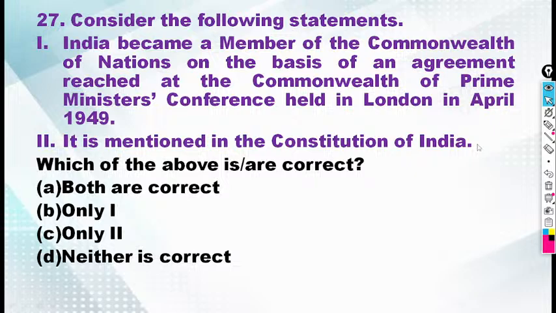India became a member of the Commonwealth of Nations on the basis of an agreement reached at the Commonwealth Prime Ministers' Conference held in London in April 1949. Is it mentioned in the Constitution? No. So only one is correct. B. B is correct. India had been a Commonwealth member before independence, but after independence, India became an independent member of the Commonwealth in April 1949, and that was adopted by the Constituent Assembly in May 1949. B.